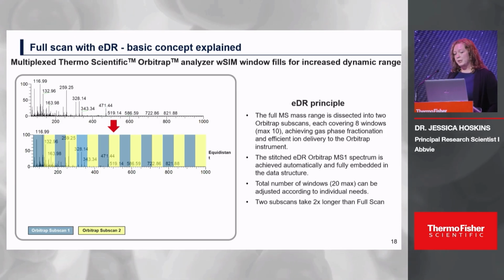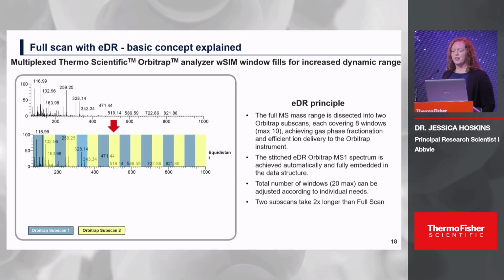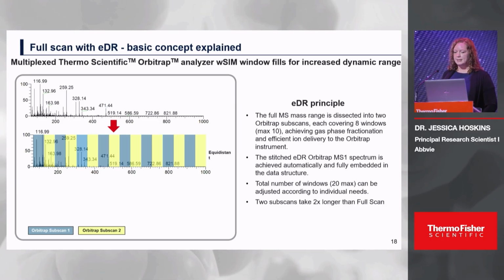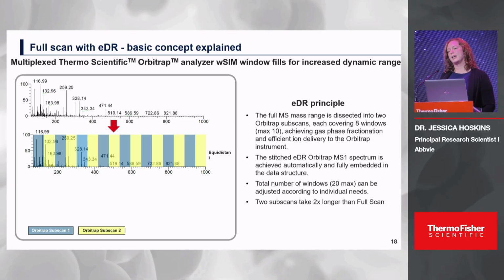So for the last little bit of my talk, I'm going to switch gears a little bit and talk about the EDR function of the new instrument. The basic principle of this is that the full mass spec scan is dissected into 2 subscans. There can be typically 8 different windows for these 2 subscans, up to 10. And this improves the gas phase fractionation and ion delivery into the Orbitrap.